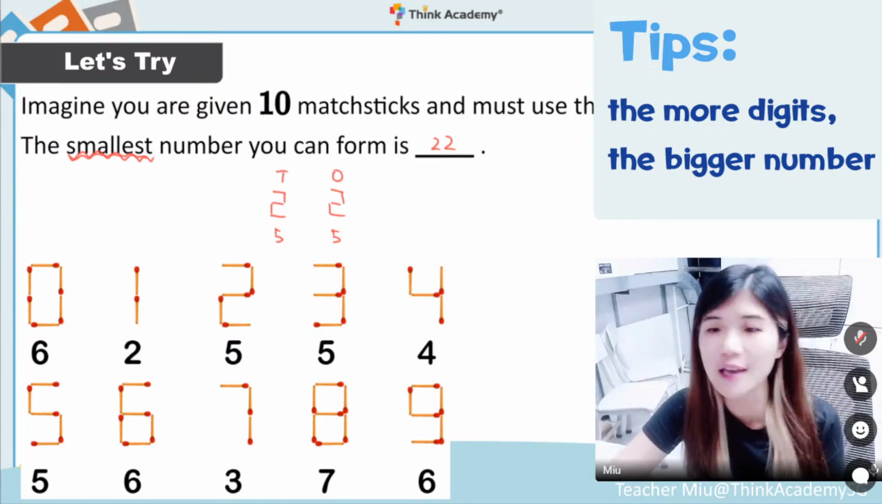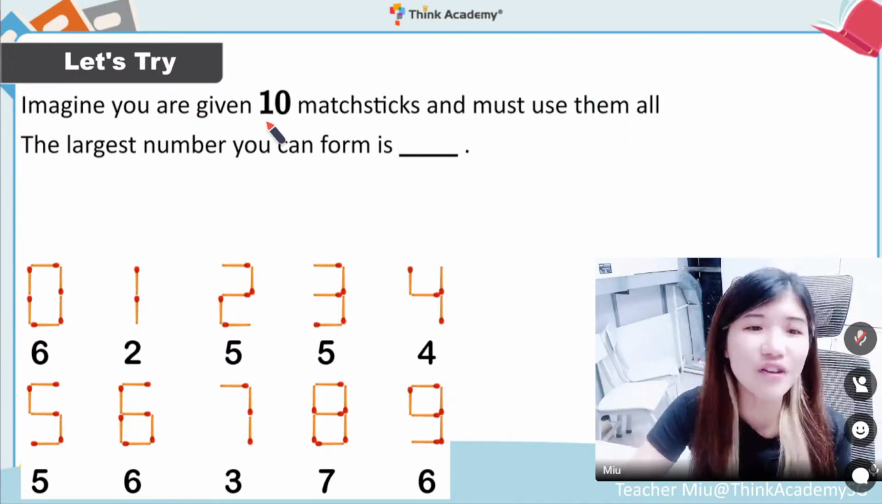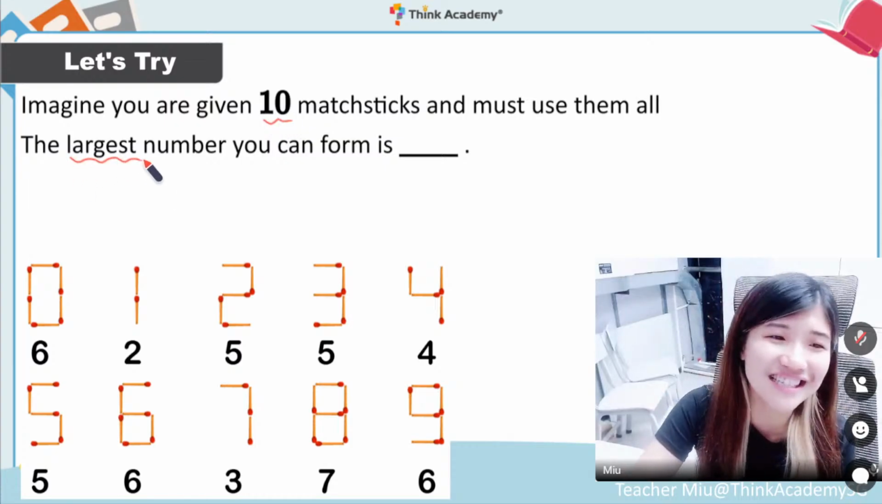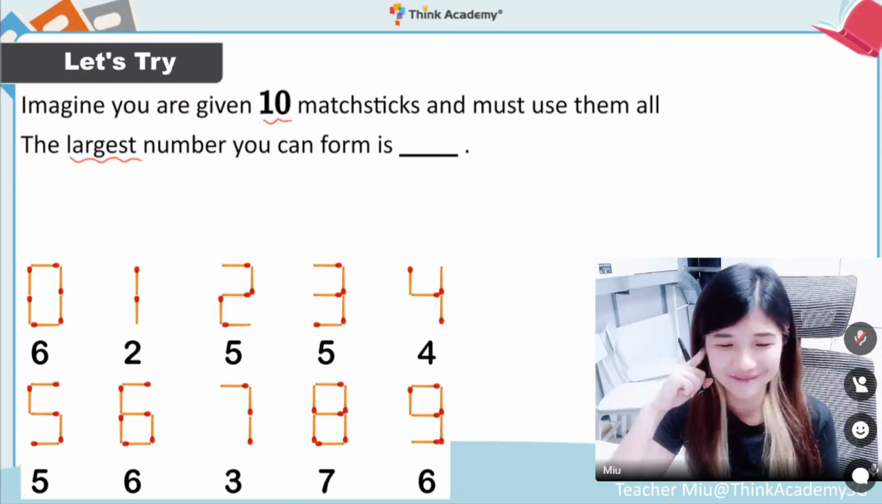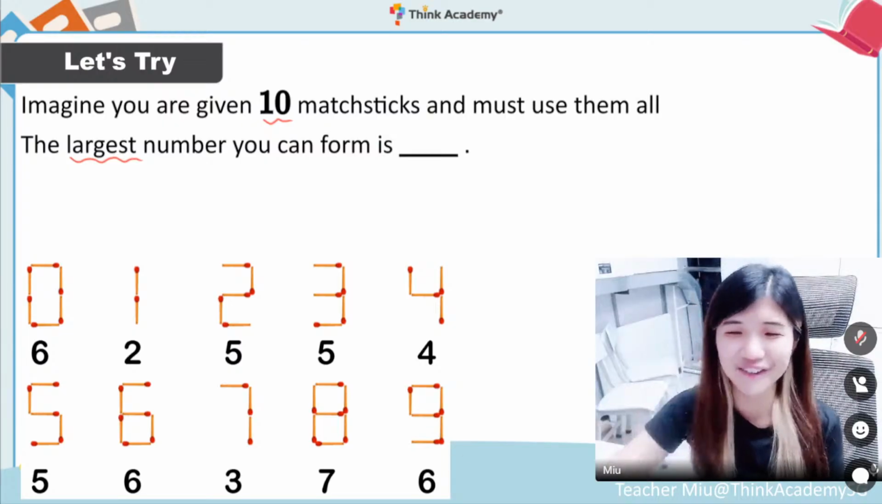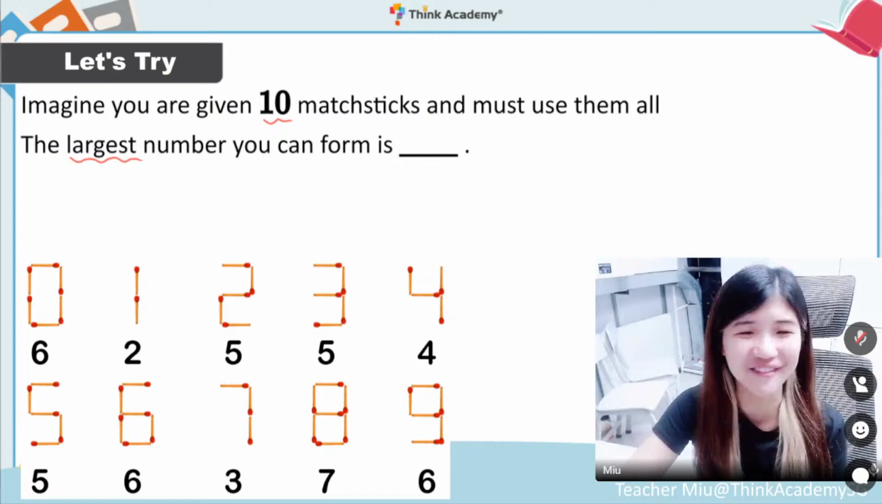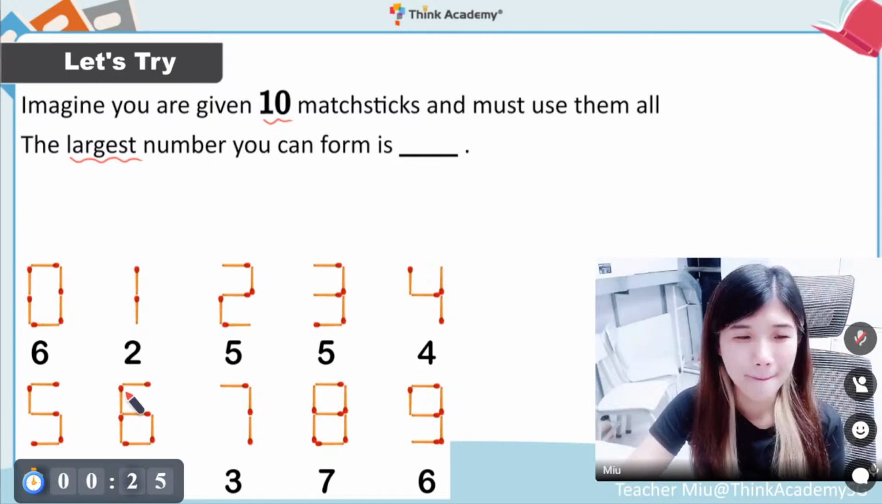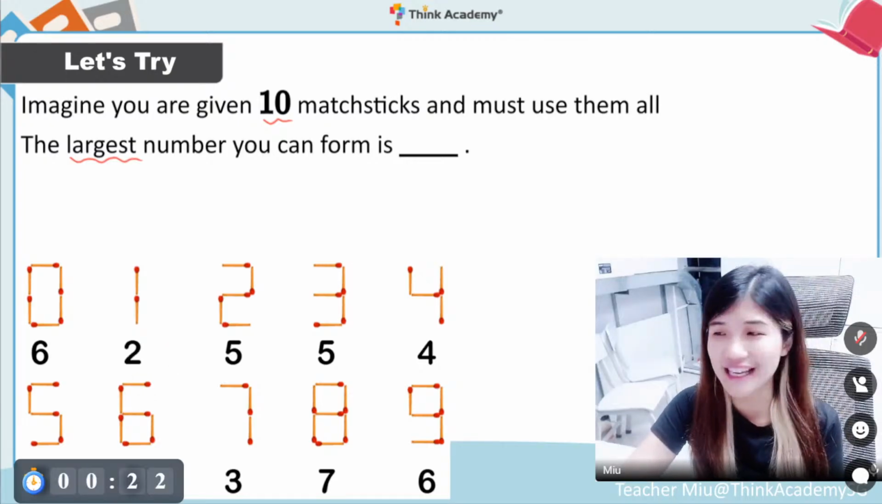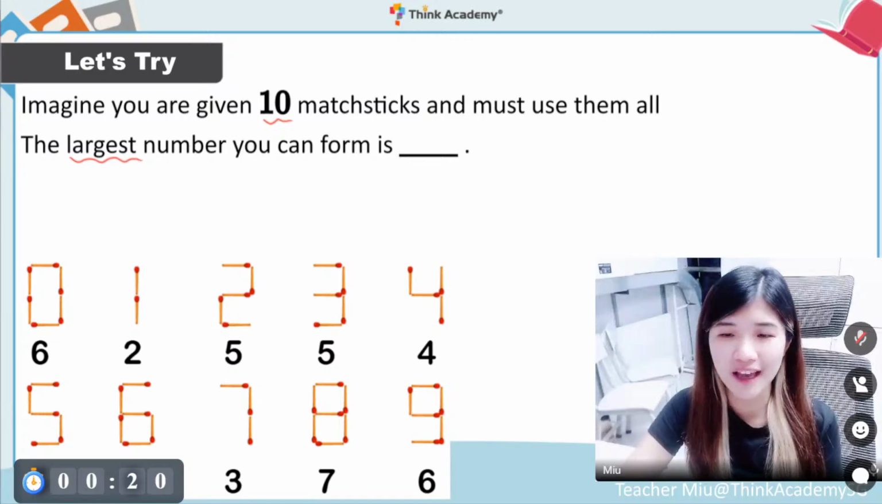Now again you've got 10 matchsticks and the largest number you can form is... I'll give you 30 seconds for this question. And this is quite fun. 10 matchsticks again. What's the largest number you can make? Good job.